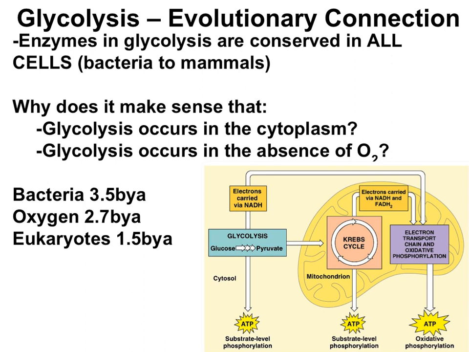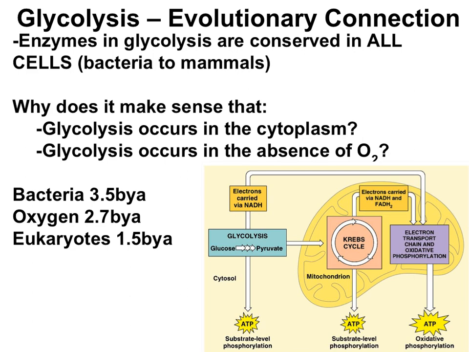Well, because every organism has cytoplasm, but not every organism has mitochondria. If you look at life's timeline, mitochondria didn't come along until at least 2 billion years after the first cells. For bacteria to do glycolysis, glycolysis must happen in the cytoplasm.